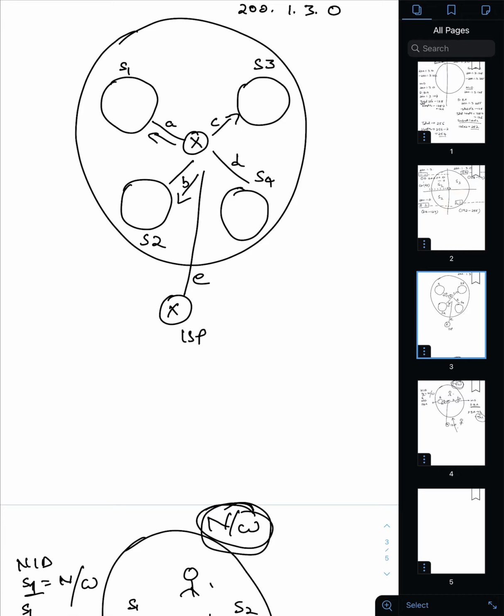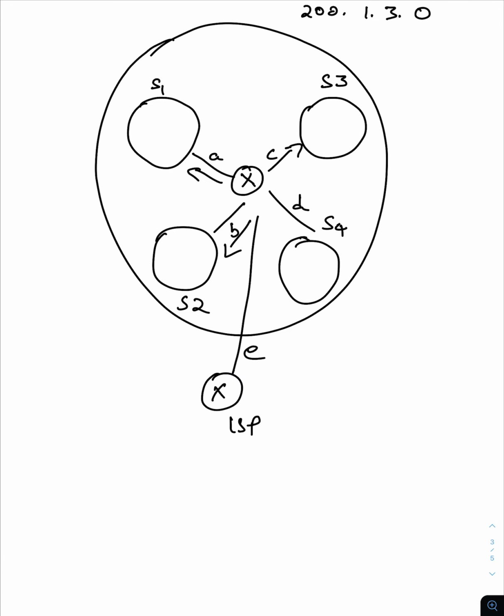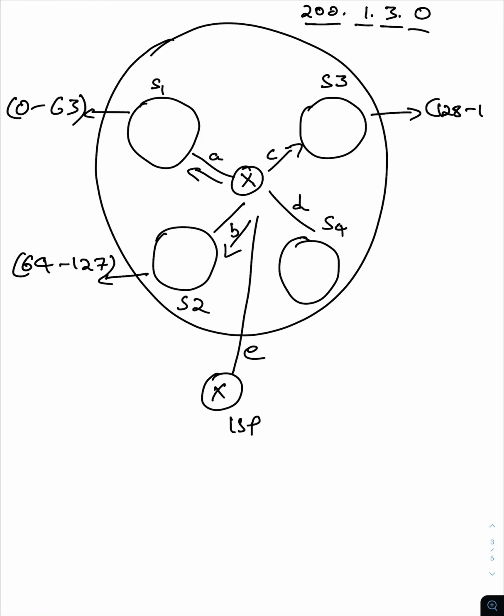And let's go back to our example here, where we divided the entire network into four parts: S1, S2, S3, and S4. Subnetwork 1, subnetwork 2, subnetwork 3, and subnetwork 4. And the entire network is 200.1.3.0. As we discussed a few minutes ago, for subnetwork 1 the range is from 0 to 63, subnetwork 2 the range is 64 to 127, subnetwork 3 the range is 128 to 191, and subnetwork 4 the range is 192 to 255.